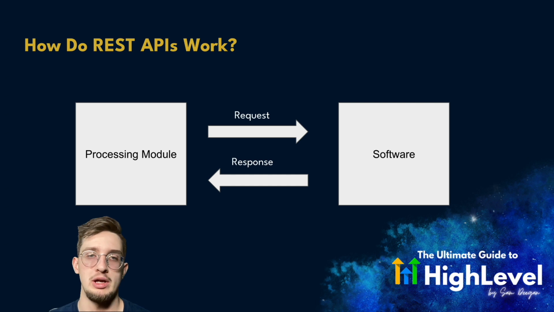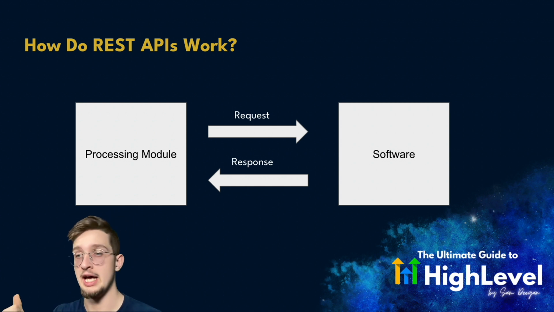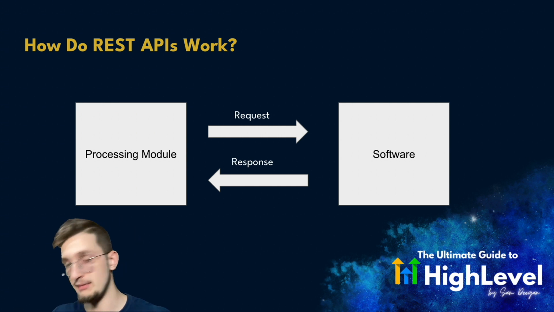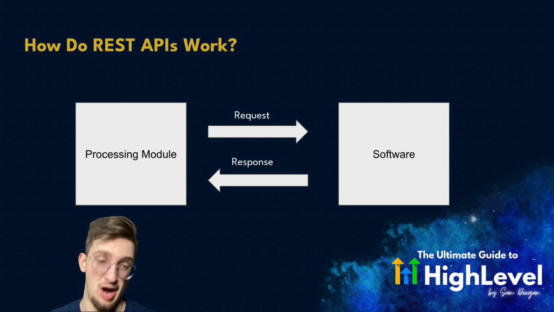So Zapier says, hey, give me all the contact information related to the record that has this phone number. Okay, and so it passes the phone number along in the request, and then the software says, okay, so it finds the record that has that phone number and then passes it back to Zapier in a response.